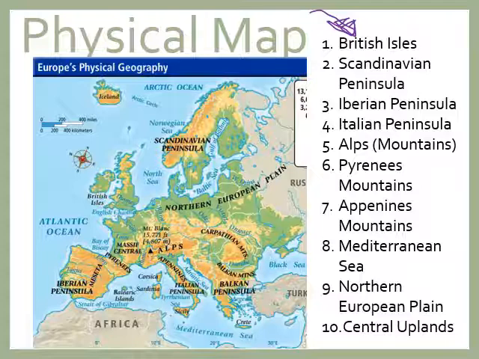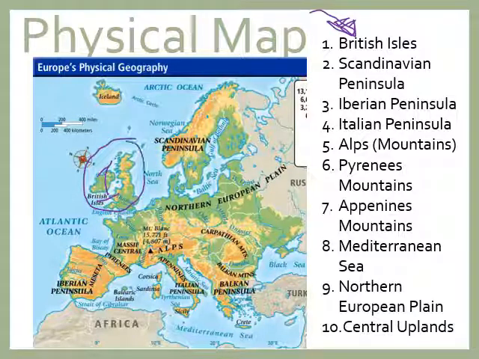So number one is the British Isles. The British Isles right here. The British Isles include both of these islands right here. It's the United Kingdom and Ireland. So that is number one, those two big islands that we will talk about a lot throughout this unit.